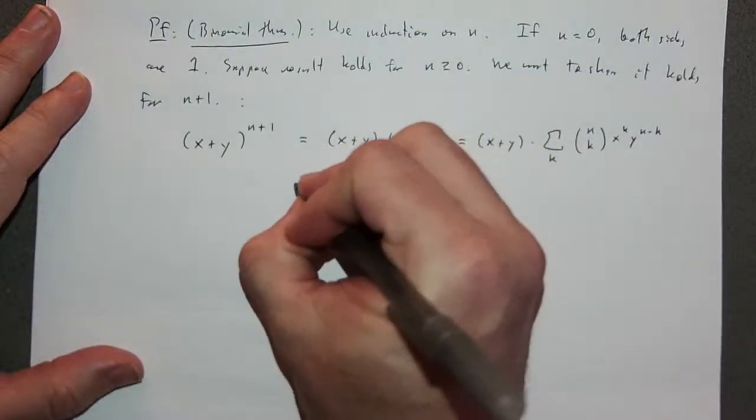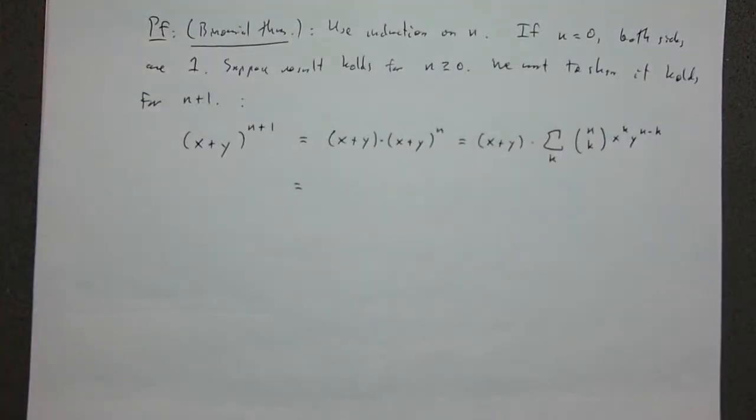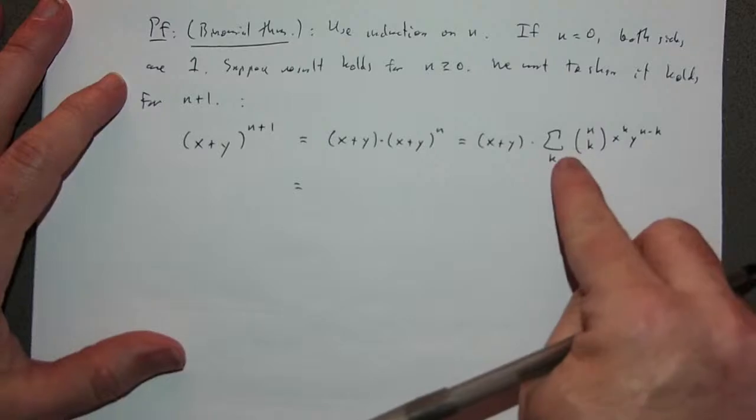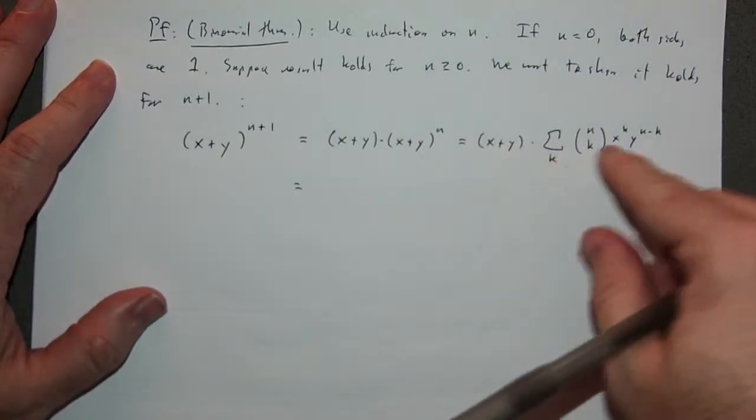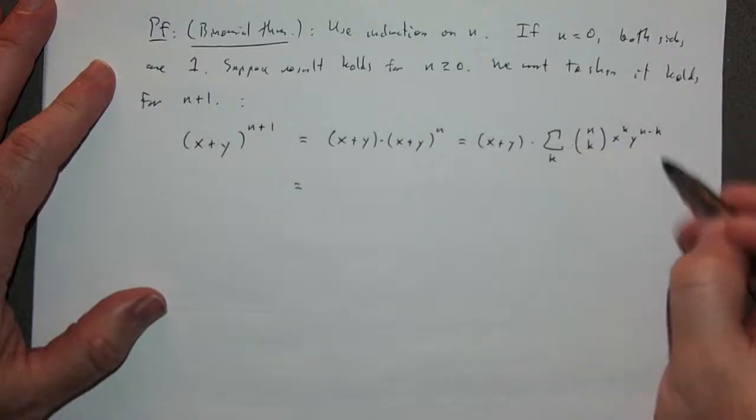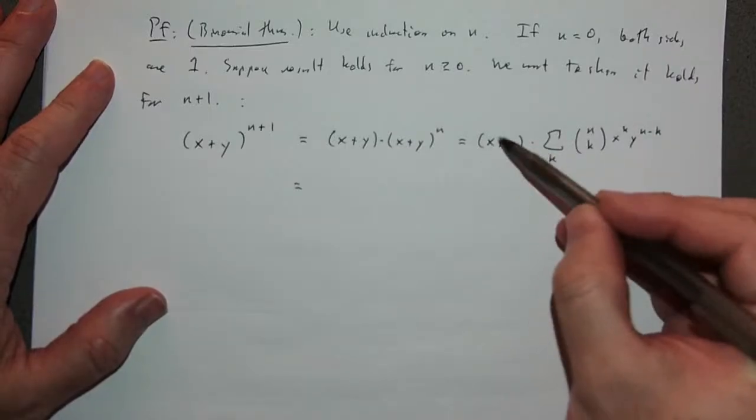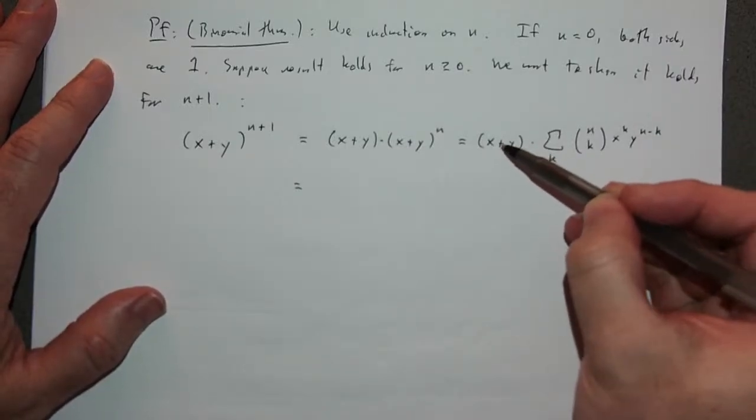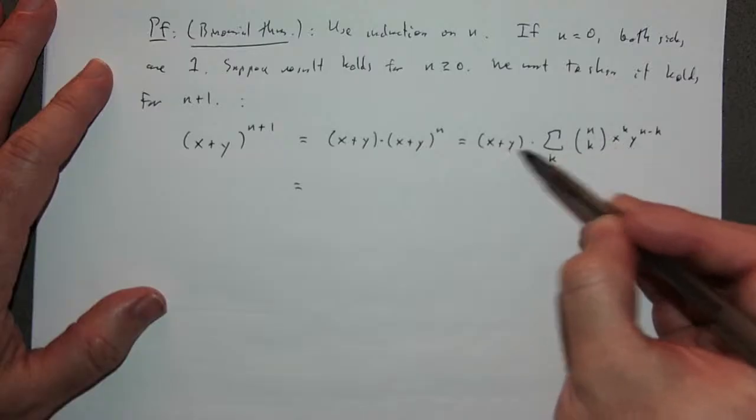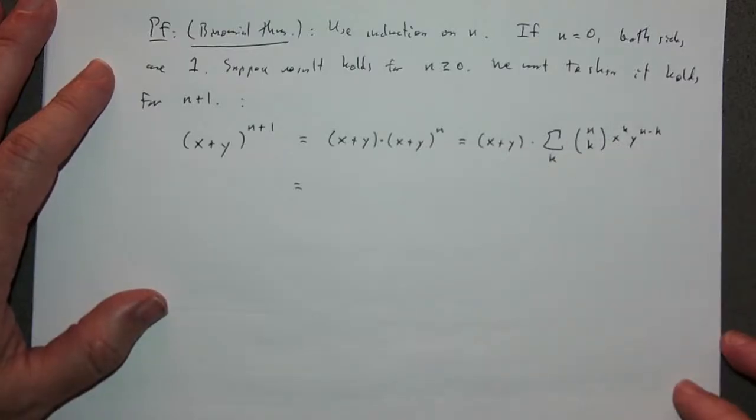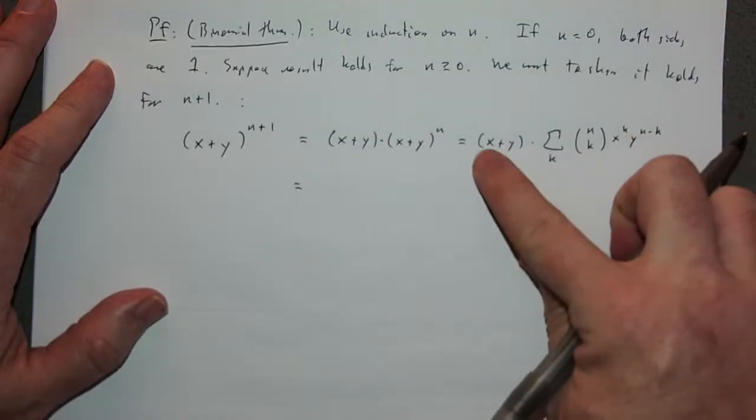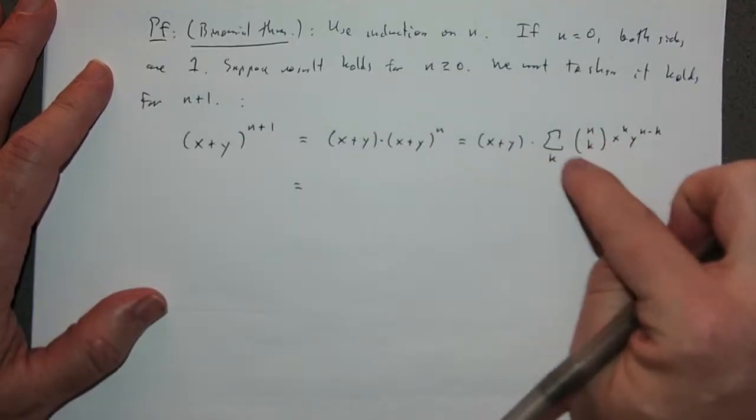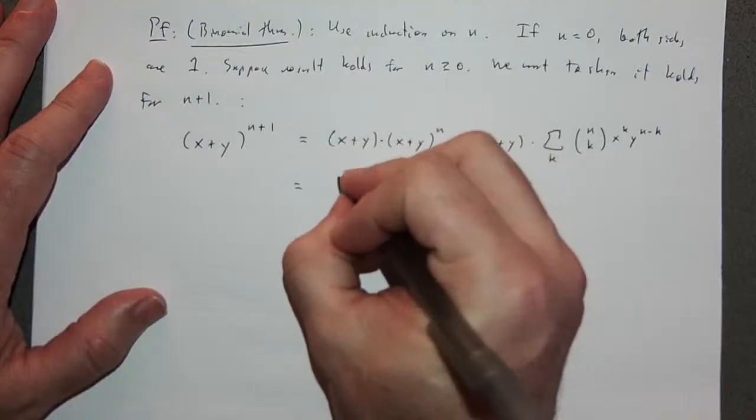Okay, so what to do now? Well, I'm going to distribute this sum across this parentheses so that I'm going to have x times this sum plus y times this sum. In both cases, essentially what I'm doing is just adding a power of x in the first term and adding a power of y in the second term. So I'm going to distribute this to get two sums.